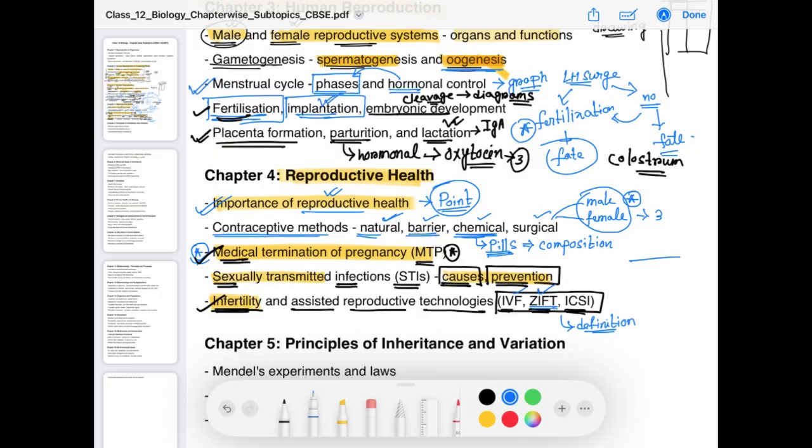Here also you can create a chart like this. You can write the terms here, okay, and you can create the definitions here. Only in one page you can revise everything. You can make a chart like this and you can memorize all the points properly. In one page you can make the chart of it. Okay, so moving on to the next chapter.